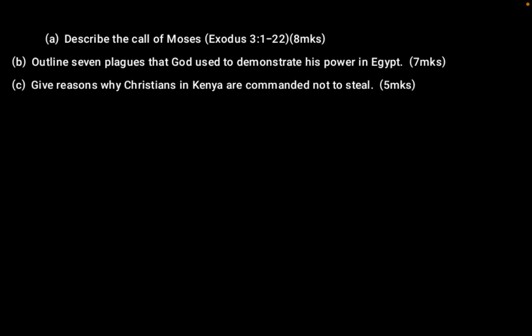Then the Lord said, I have seen the affliction of my people who are in Egypt, and I have heard their cry because of their taskmasters. I know their suffering, and I have come down to deliver them out of the hand of the Egyptians, and to bring them up out of that land to a good and broad land, a land flowing with milk and honey, to the place of the Canaanites, the Hittites, the Amorites, the Perizzites, the Hivites, and the Jebusites.